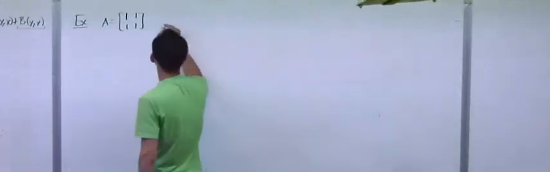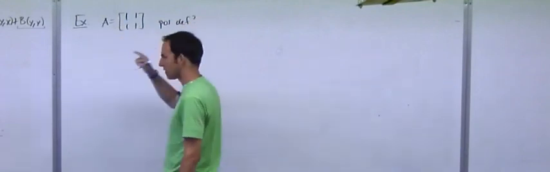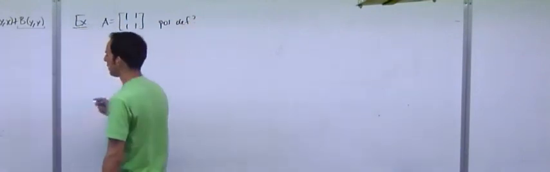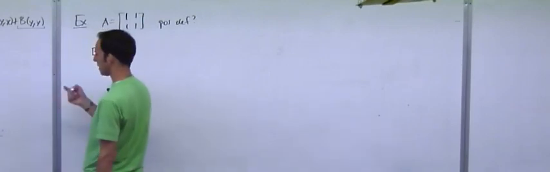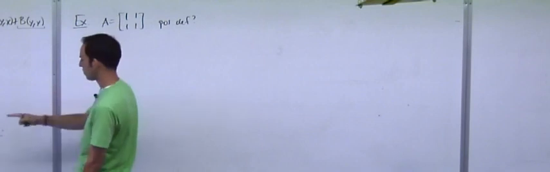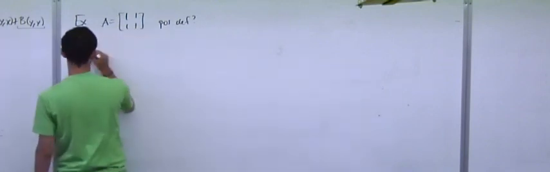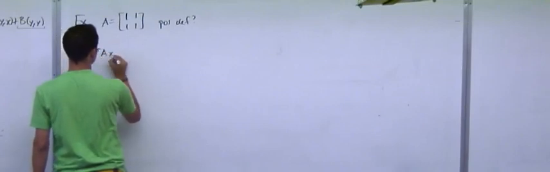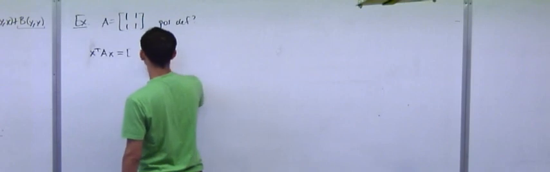Well, what you do is basically that you have to compute something like this, right? And so what does this look like? Well, we have to compute X transpose AX. So let's say that X is (u, v).